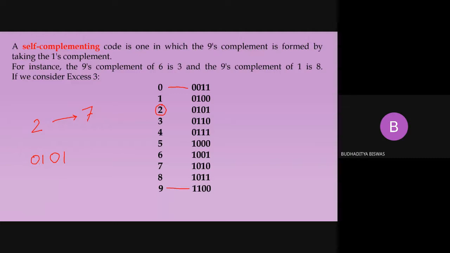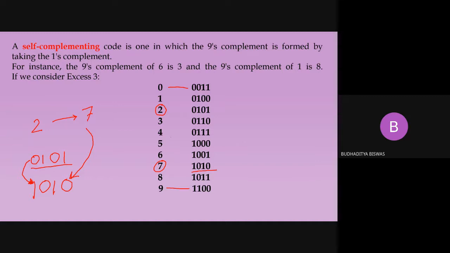Just take the first complement of this one, 0 1 0 1. It becomes 1 0 1 0. Now check the value of 7 in XS3. 7 is equal to 1 0 1 0. So you see, according to the definition, if we take the first complement of the given number, it will generate the nines complement value. So that's why it is called the self-complementing code.